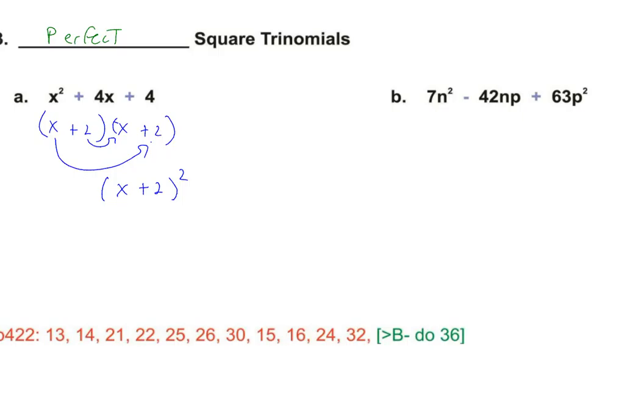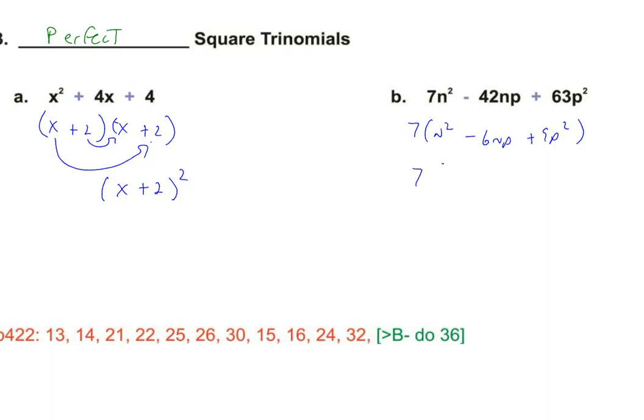All right, so when you look at B, what's the first thing we're going to do on B? Just say it. Factor out the common factors, and we have a common 7, right? So let's take out that common 7. Now we're left with n squared minus 6np plus 9p squared. What's the square root of 9? 2 times 3 is 6. Okay, this is actually a perfect square trinomial.